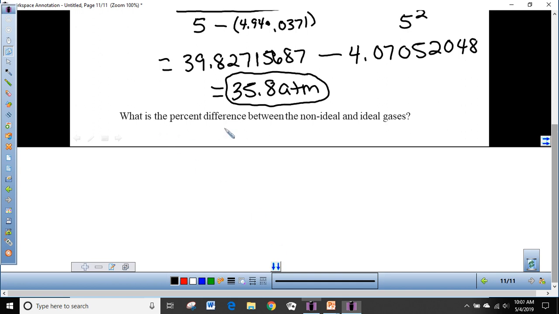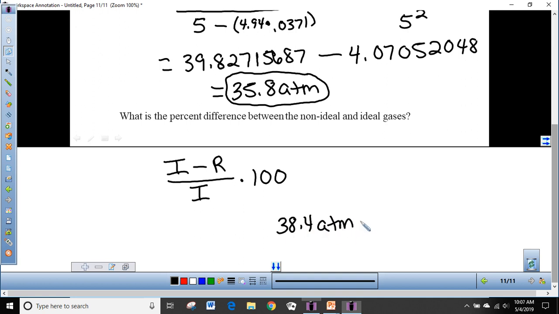The last part is, what's the percent difference between the two? It's like percent error. To find the percent difference, you're going to take the ideal answer minus the real answer divided by the ideal. It's just like percent error in lab that we've been doing. So ideal minus real divided by ideal, and then times 100 to make it a percent. Our ideal answer was 38.4 atmospheres, we can put units on this one, minus the real answer, 35.8.